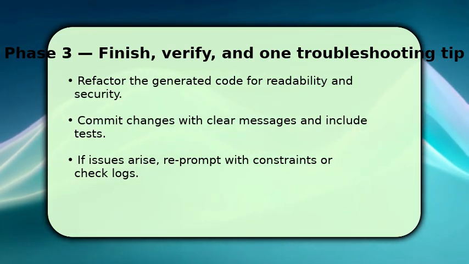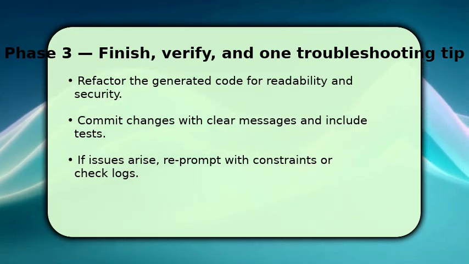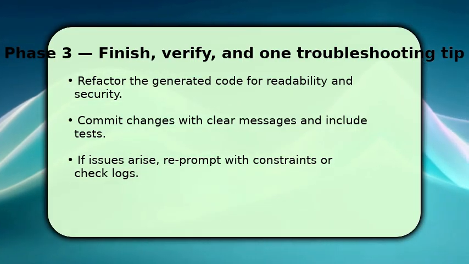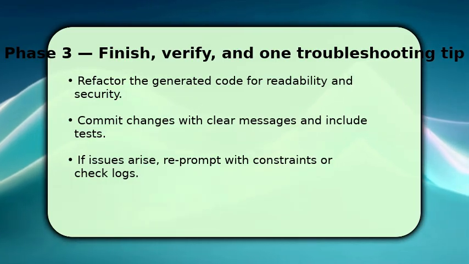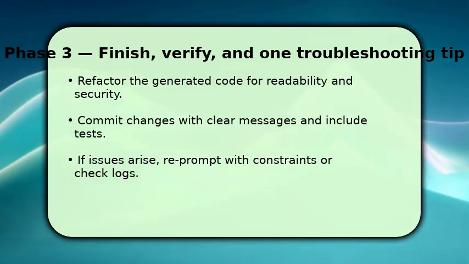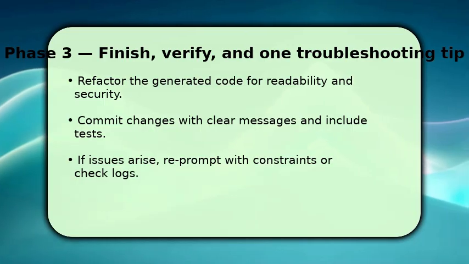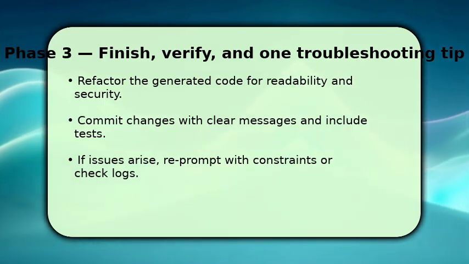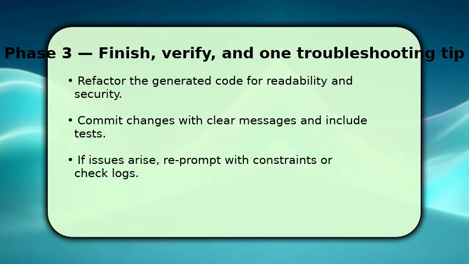If Codex outputs incorrect or unsafe code, stop, reprompt with stricter constraints, and inspect the extension logs for errors. One key tip: if suggestions stall, reload the window and reinitiate the extension. This often clears transient state.